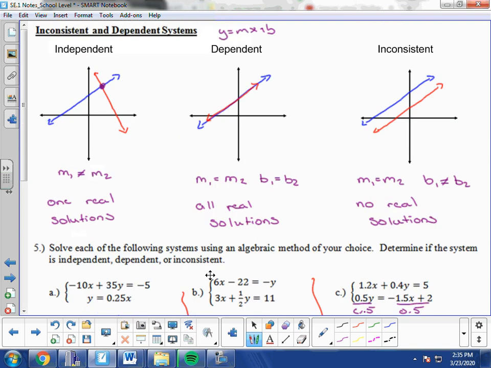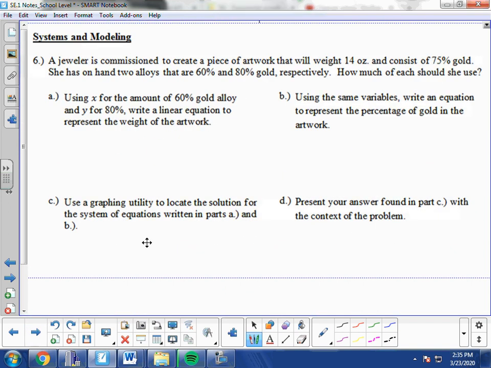Now, that brings us to our last section in the SE.1 notes. Systems and modeling. So basically what we can do is we can take systems of equations into word problems. So what I did with the first couple ones is I broke them down into steps, and then on the last one we're going to put all the steps together at one time.